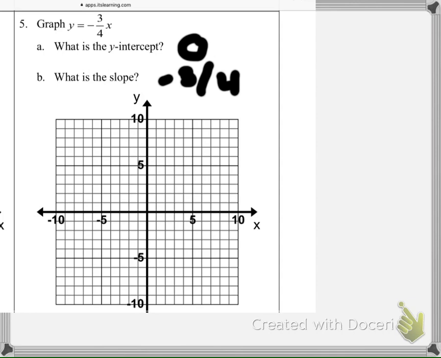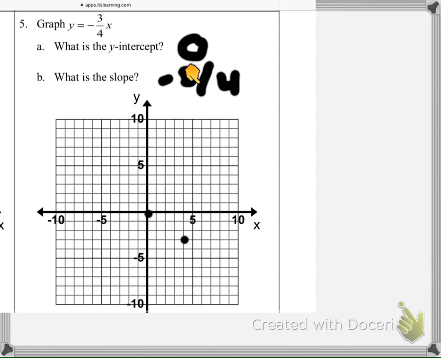So first we have to put a point at 0. Okay, and then I can go down 1, 2, 3, and to the left 1, 2, 3, 4. It's hard doing this without a stylus. There we go. I just want to double check and make sure I did it right. 1, 2, 3, 1, 2, 3, 4. Yep.